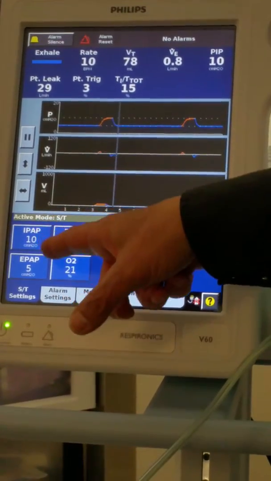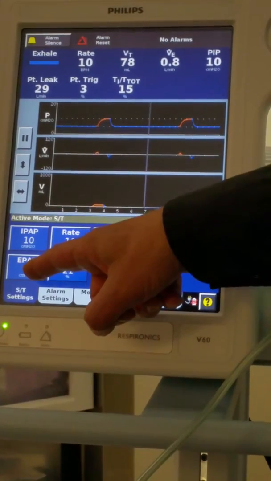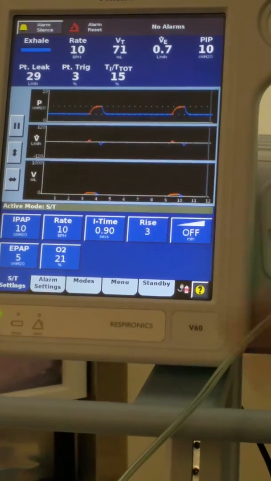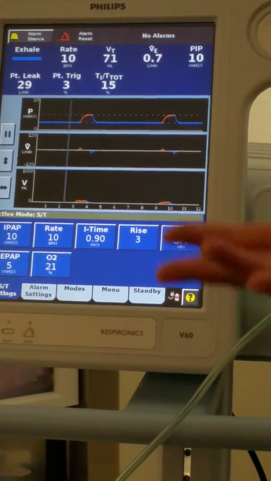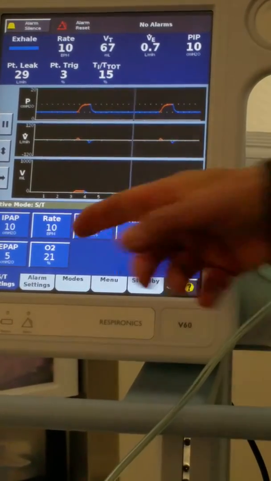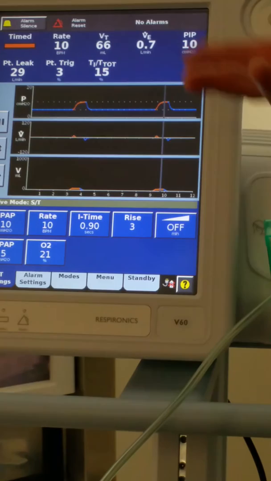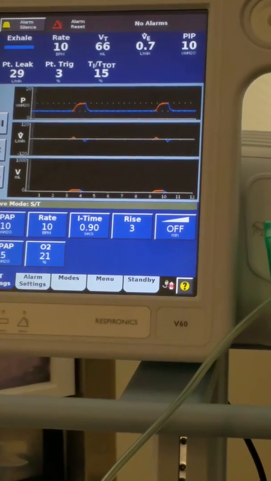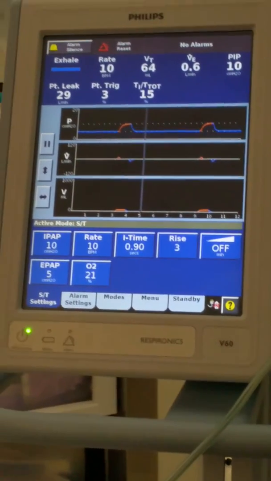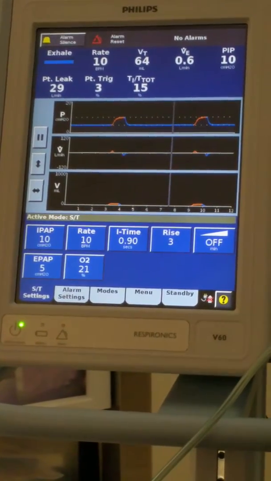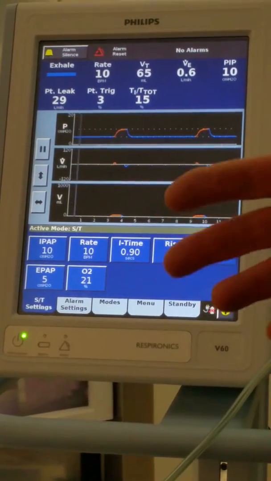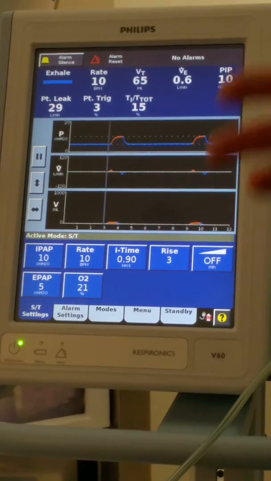IPAP, we're kind of setting our ventilation, but definitely paying attention to our EPAP. Rate is rate. I time, we want to get that close to anatomic. We want to make sure our patient is comfortable. Rise, we just talked about. FiO2 is FiO2. In here, this thing's squealing like a dog, so I'm not going to use anything above 21. There's a compressor built into it. It can generate 21. Obviously, it'd be a hard task to find a patient on 21 in a real hospital.